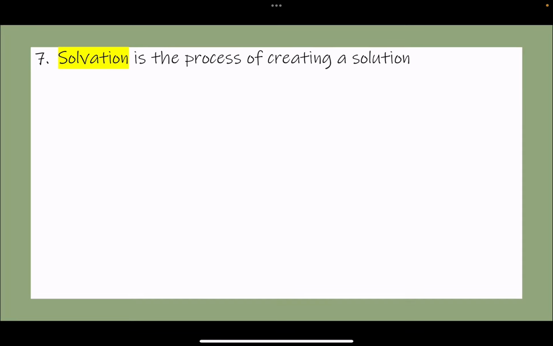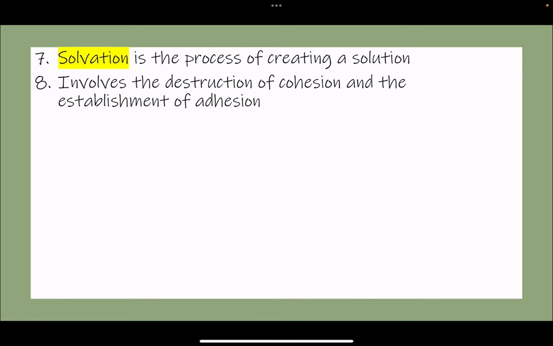Solvation, as we've already established, is the process of creating a solution by combining a solute with a solvent. In the context of solvation, cohesion is referred to simply as the attractive force, whereas adhesion is called the solvation force.